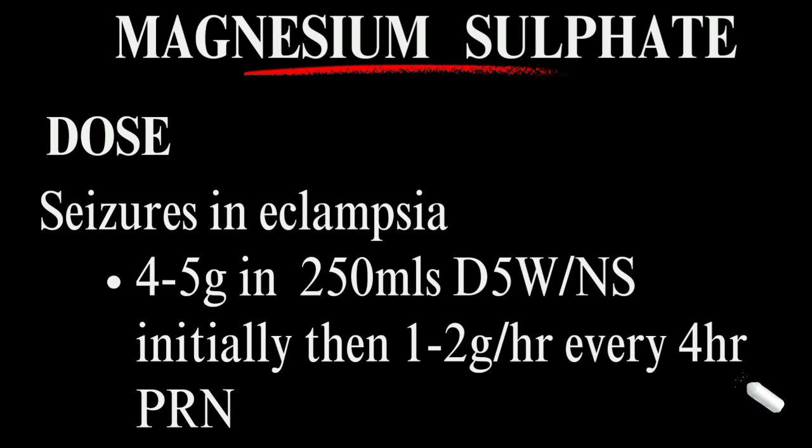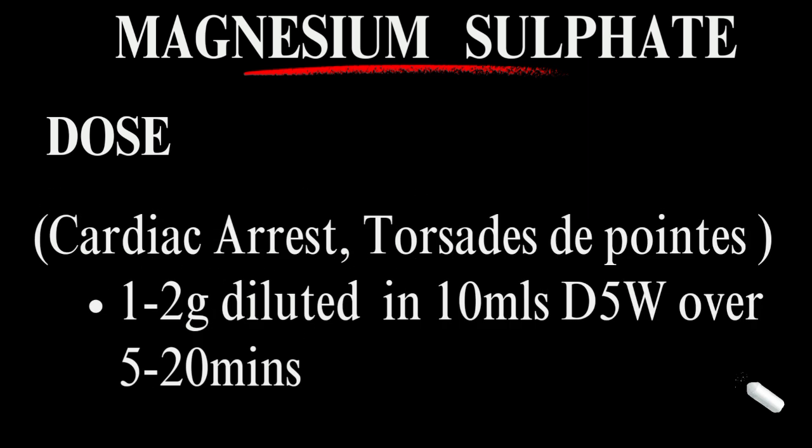For the management of seizures in eclampsia, you give an initial dose of 4 to 5 grams in 250 ml of 5% dextrose or normal saline. And then you can give 1 to 2 grams per hour every 4 hours when necessary. For cardiac arrest caused by torsades de pointes, you give 1 to 2 grams diluted in 10 ml of 5% dextrose over 5 to 20 minutes.